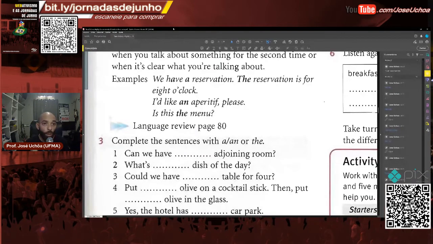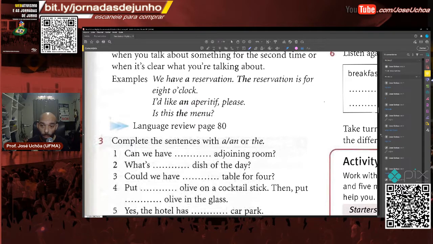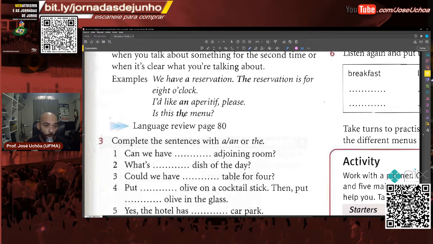So we have a reservation. As you can see, reservation has a consonant sound. I like an aperitif. As you can see, aperitif has a vowel sound, a vocalic sound. And is this the menu? The menu is specific. Okay, I'm talking about the specific menu.